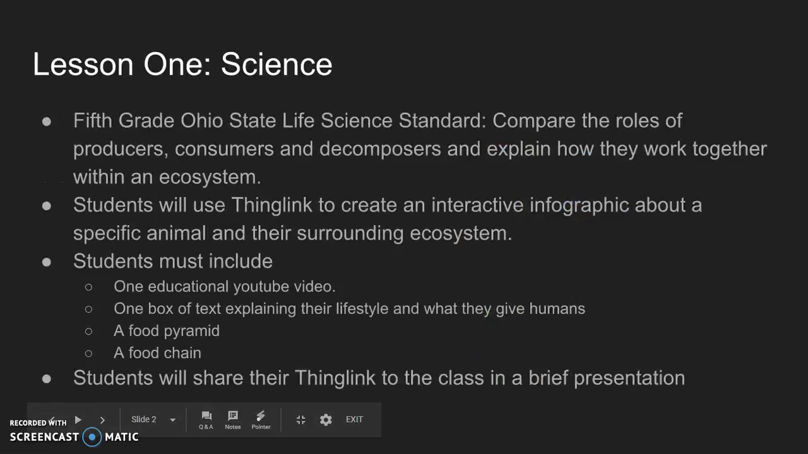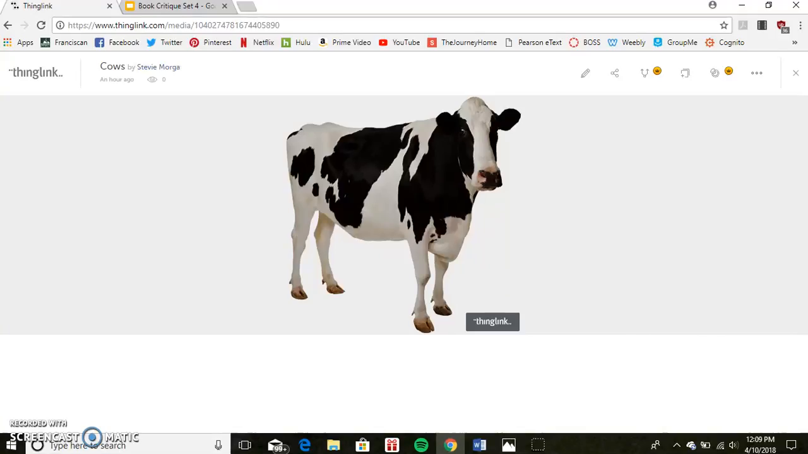The first lesson for this feature text is a science lesson that aligns with the standard: Compare the roles of producers, consumers, and decomposers, and explain how they work together within an ecosystem. For this project, students will each select an animal which they would like to create a ThingLink for. Students will then create a ThingLink about their selected animal's ecosystem.